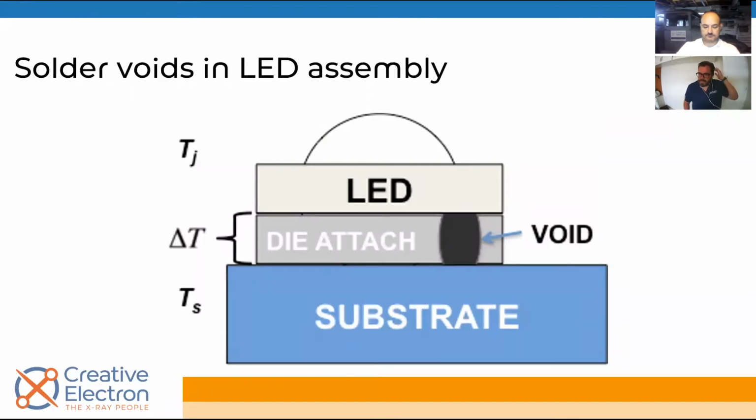LED is another huge market for X-ray inspection. We've actually written a few white papers on how voiding percentage can correlate to failure rates and loss of product. So essentially here we can see the LED at the top, the die attach right in the middle, and we can see a void, which is essentially a hole or an air bubble. There's no connection in that area to the substrate that's at the bottom.